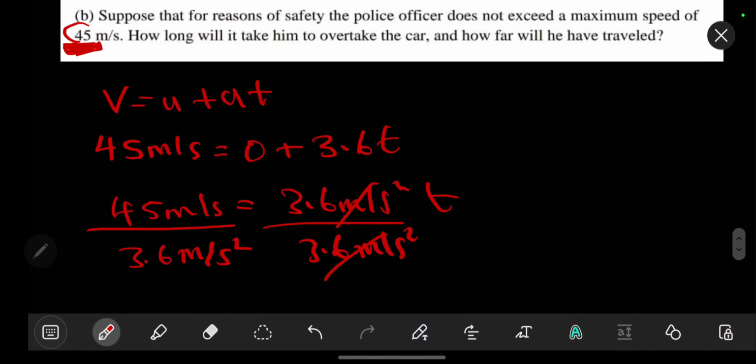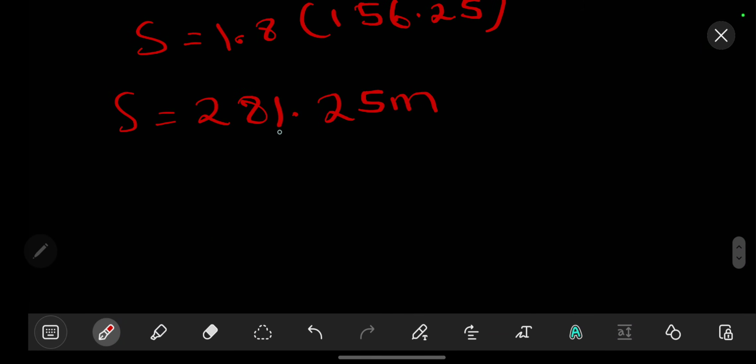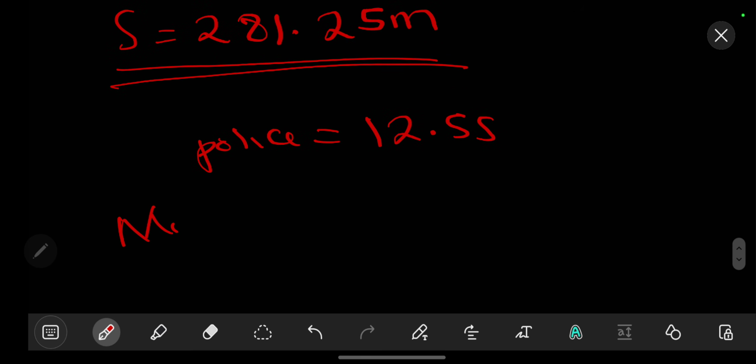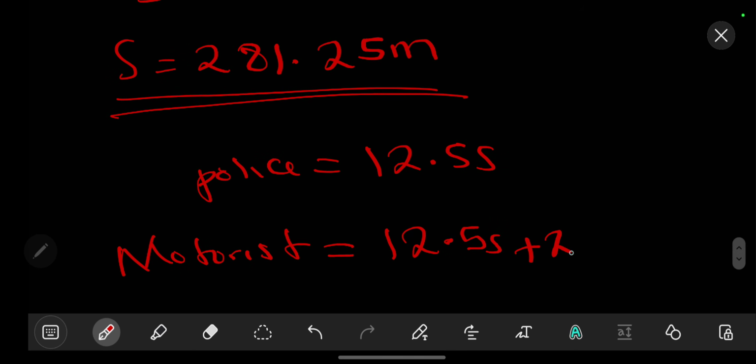Now the distance that he has traveled is 281.25. Now we are also going to find the distance traveled by the motorist. Let's find the distance that the motorist has traveled. If the police officer has traveled for 12.5 seconds, the motorist has to travel the time taken by the police officer plus the 2.5 seconds, because, remember, the motorist traveled for 2.5 seconds before the police officer started to move.